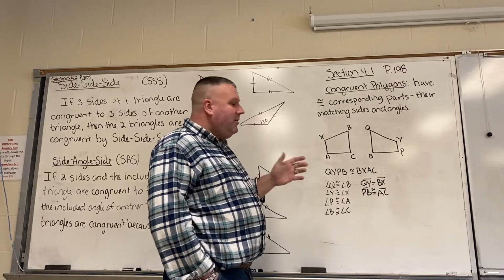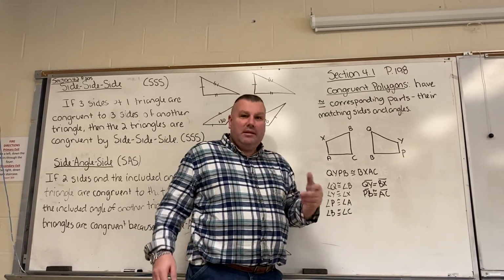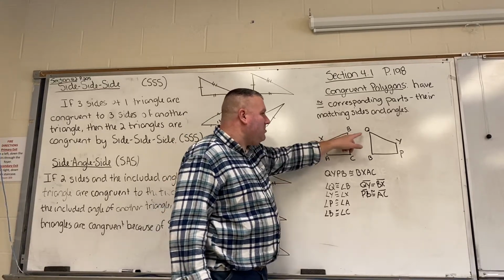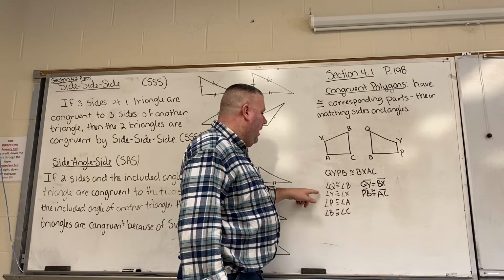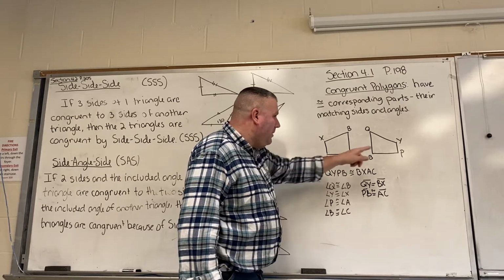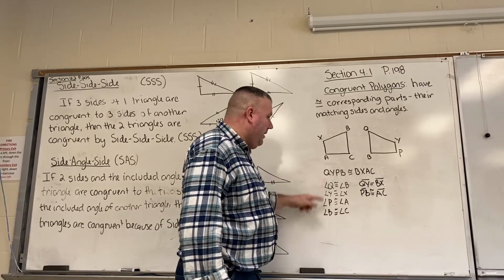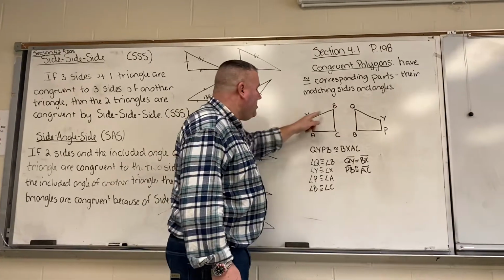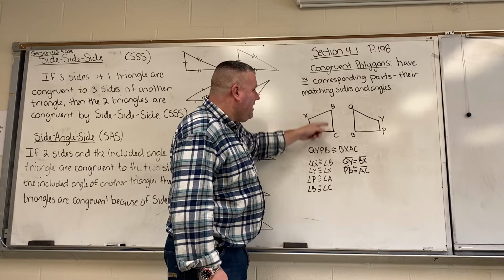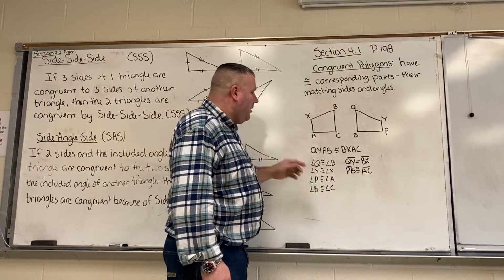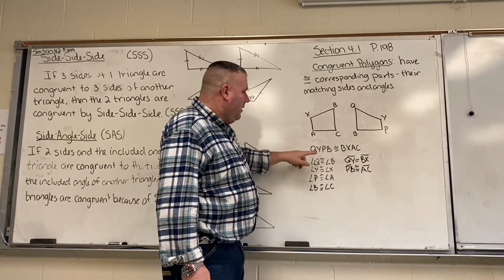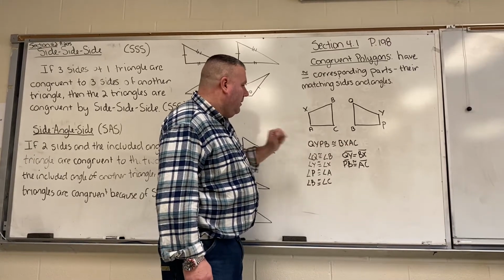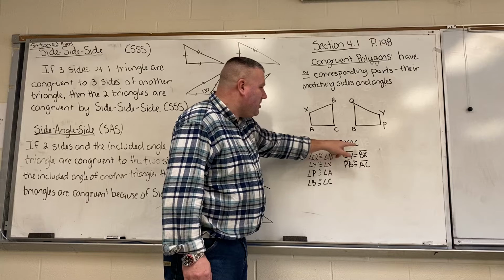Now notice that the way it is written, the names of the polygons is by the corresponding parts. So angle Q matches up with B. Angle Y with X, A with P, C with B. And it's also their side lengths. So QY would match up with BX. BC would match up with QB. You can also tell by the way that it's written. YP would match up with XA. BP would match up with CA.